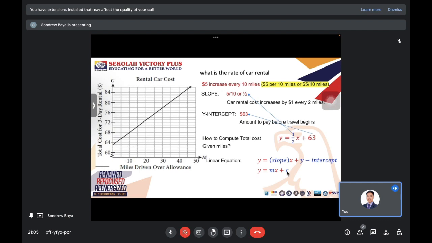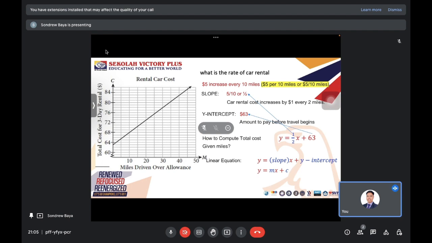And what's good about having a linear equation is that it's easy for you to find data even beyond the given graph. This graph is only showing up until 40, but with the equation, you can go beyond 40. You can go 100. You can go 200 miles. Or you can even go beyond $84. You can go $100, $120.